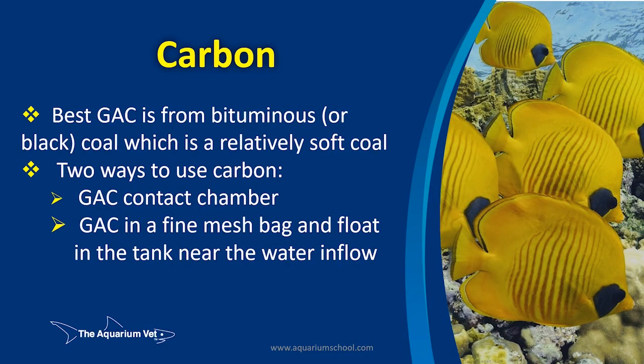So the best form of granular activated carbon is from the bituminous or black coal, which is a relatively soft coal. You use it in one of two ways. You put it in a contact chamber, and that's probably the best way. That could be a little filter canister right through to a big sand filter, which you fill with the granular activated carbon. And if you really want to remove a chemotherapeutic, you're better off to put it in a contact chamber and have the water flow through the carbon.